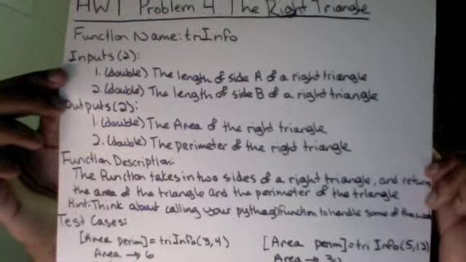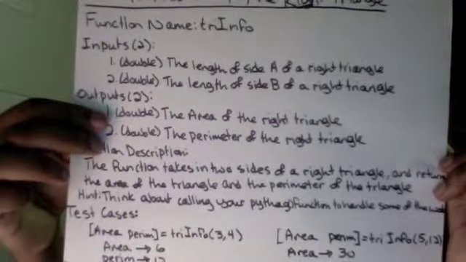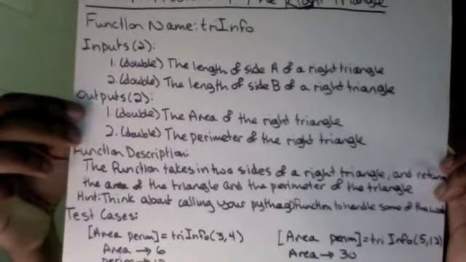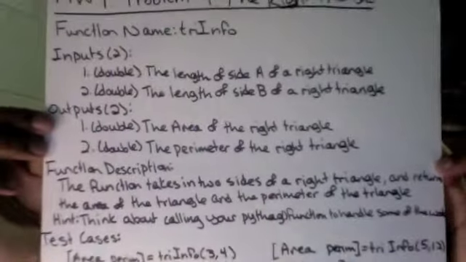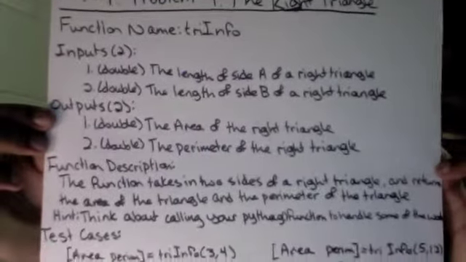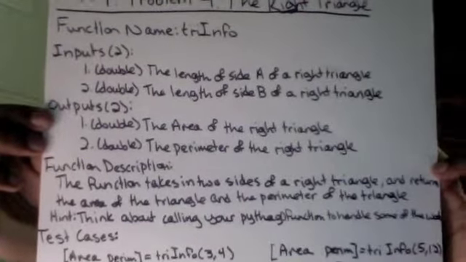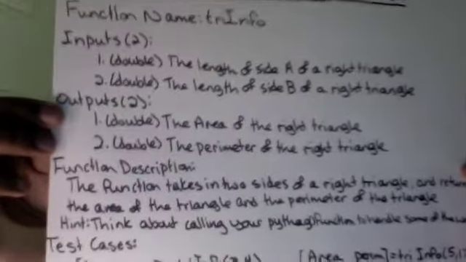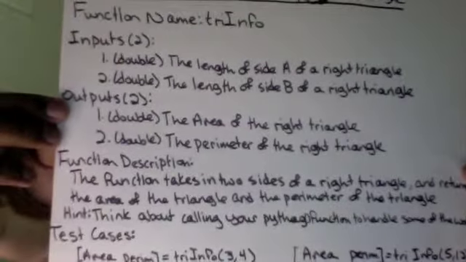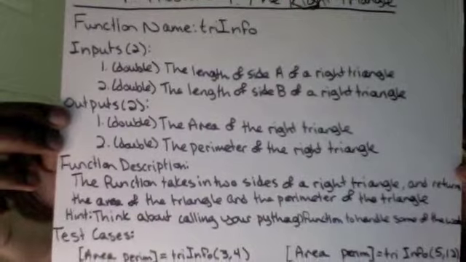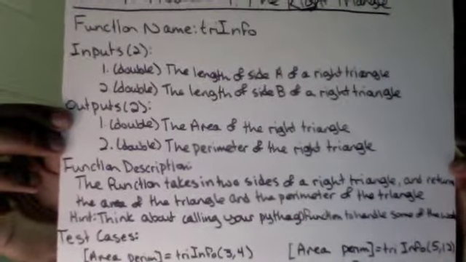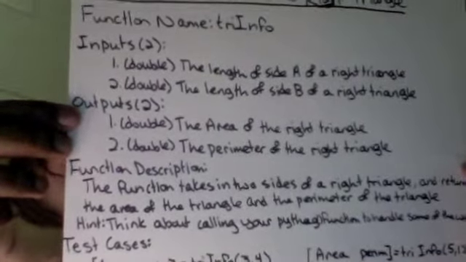Type double: the length of side A of the triangle and the length of side B of the triangle. You're going to have two outputs, also type double: the area of the right triangle and the perimeter of the right triangle. The function description that they give is that the function takes in two sides of a right triangle and returns the area of the triangle and the perimeter of the right triangle.